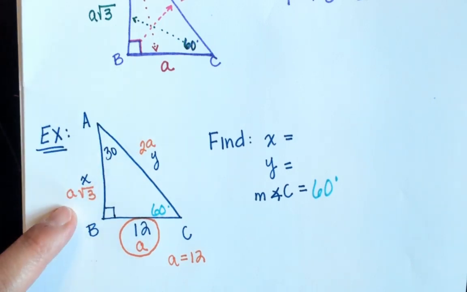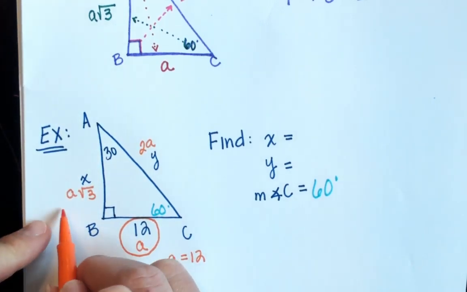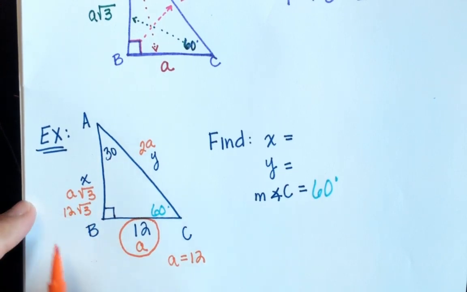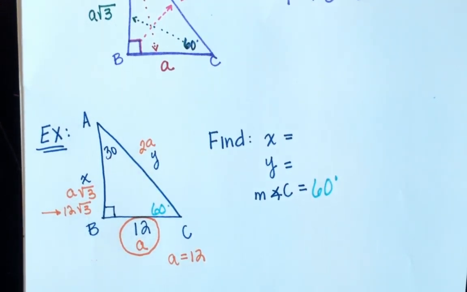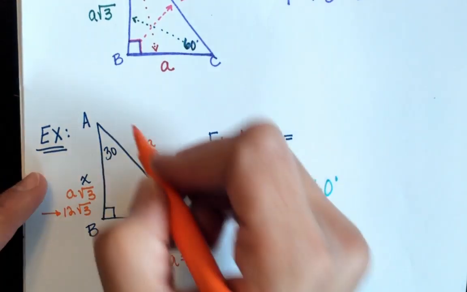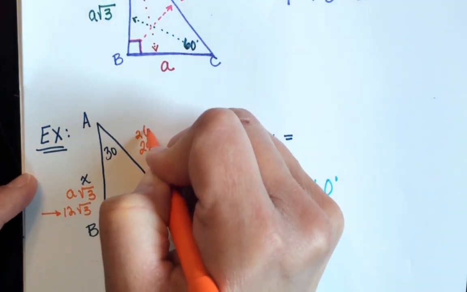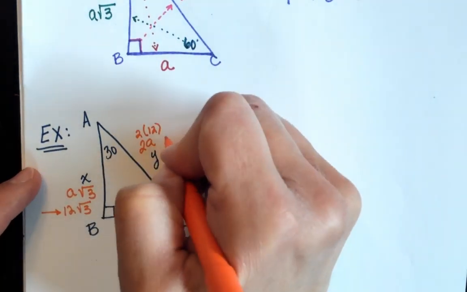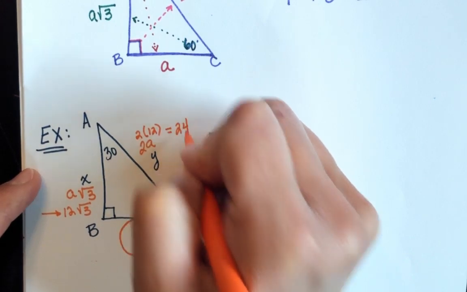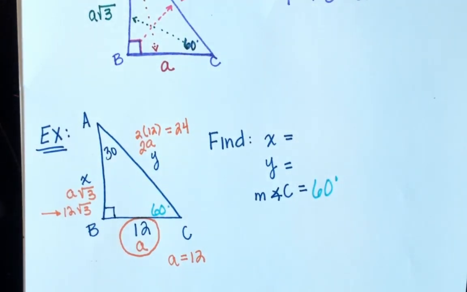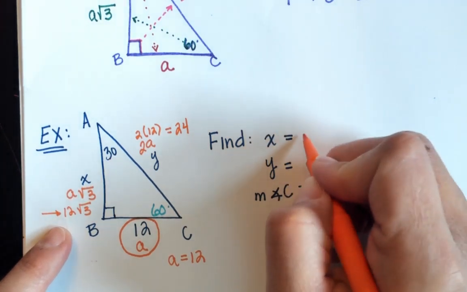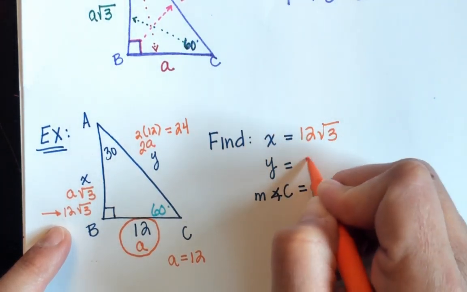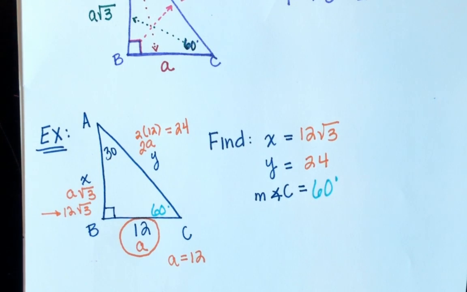and we use the value for A to plug in each of these situations. So now that I know A is 12, I know that this side has to be 12 radical 3. Because I know A is 12 and I plug 12 in here, so 2 times 12, I now know this side is 24. Again, the purpose of this is to save a considerable amount of time. So I come back up here, 12 radical 3, 24, and I'm done.